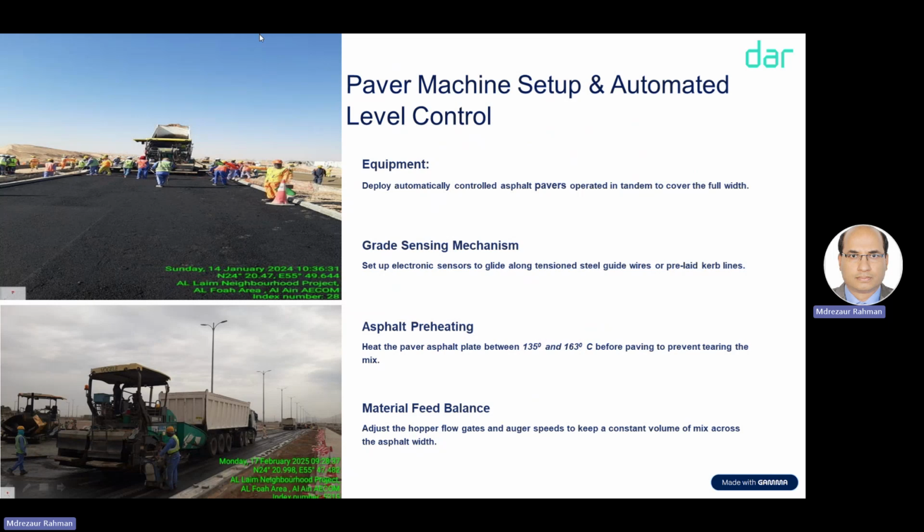Okay, so first is equipment, we have to check that all equipment is calibrated. Second one is the grade sensing mechanism. That means it is an auto sensor. This paper, the thickness, I'll show you the screen. So this is an auto electronic sensor to maintain the level. Apart from the electronic sensor, we have to make a manual guideline.